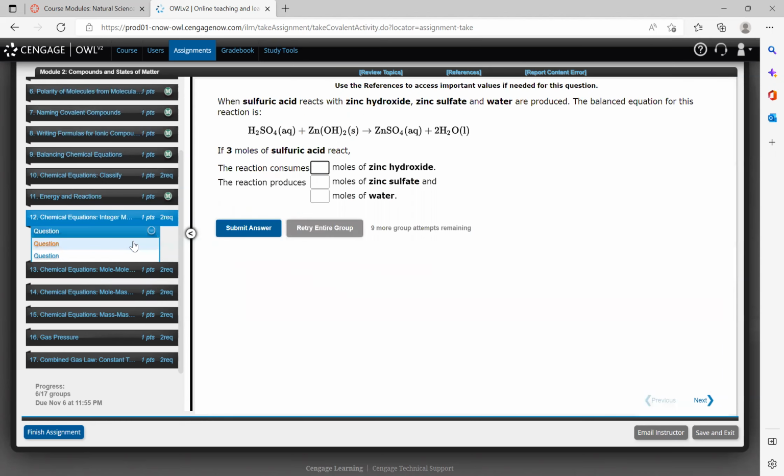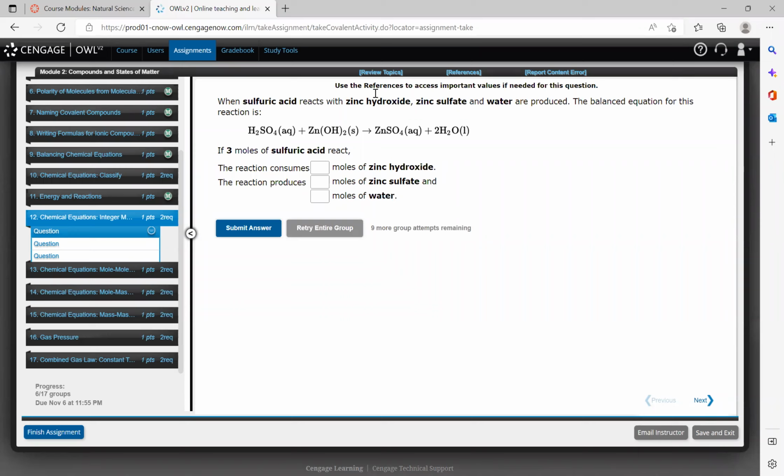All right, question 12 is going to have us balancing equations. So it says if 3 moles of sulfuric acid react, the reaction consumes blank moles of zinc hydroxide, which would be this Zn(OH)2 quantity. And then the reaction produces blank moles of zinc sulfate, that's the ZnSO4, and blank moles of water, the H2O. So what we're going to do is use the idea of moles of A to moles of B to get our number going.